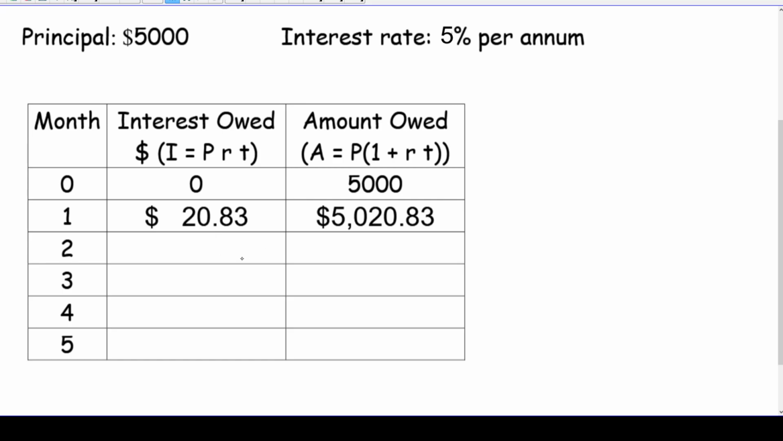Now, what is going to be the interest after the second month? At the end of the second month, all I'm asking you to tell me here is how much new interest you would owe, not the total amount of interest, but how much new interest you are going to accrue, using that word, during that next month? Can anybody answer me that question?